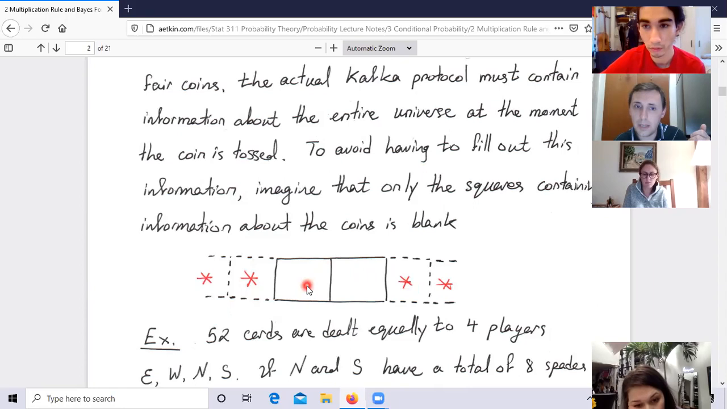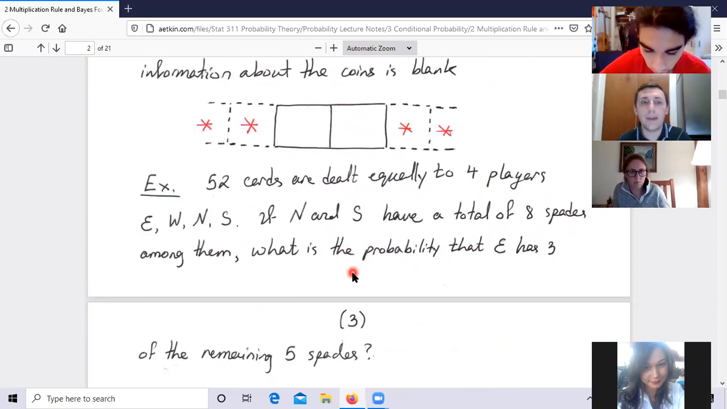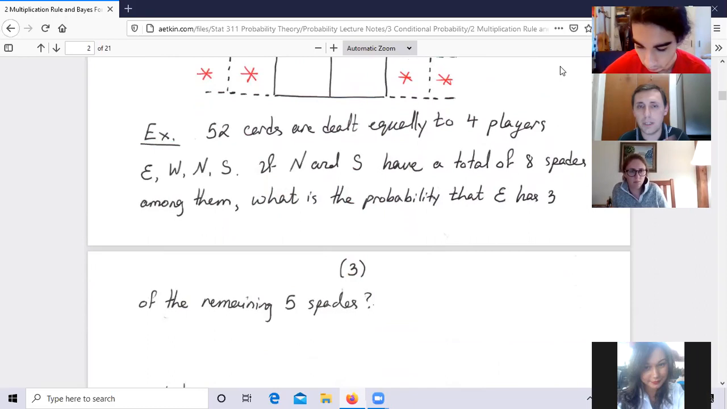So far good? Let's see how you see this problem, guys. We have 52 cards and they are going to be dealt in a game of bridge equally among four players. The players are east, west, north, and south. If north and south have a total of 8 spades among them, what is the probability that player east has 3 of the 5 remaining spades? Question clear?